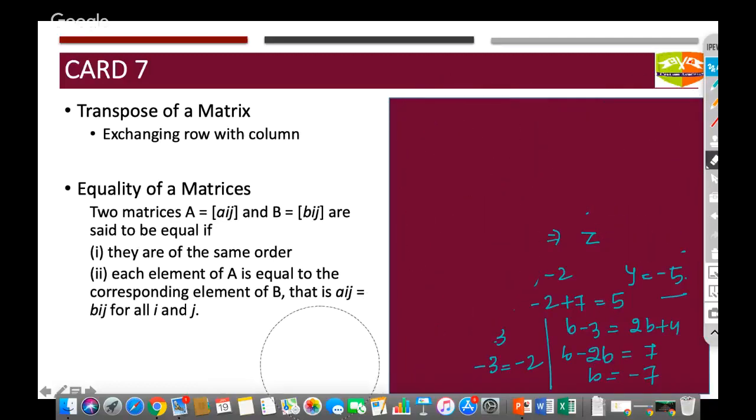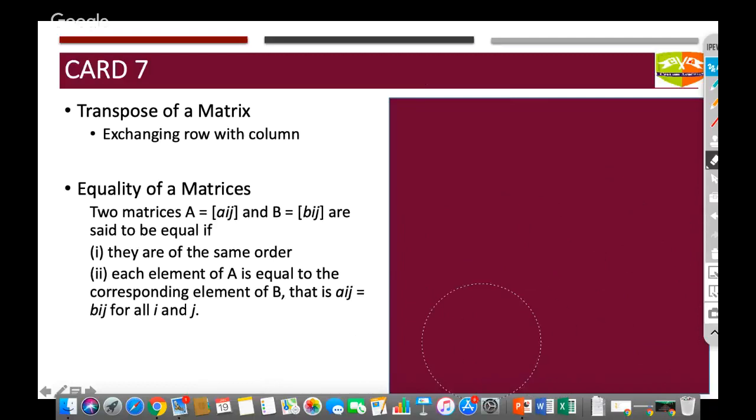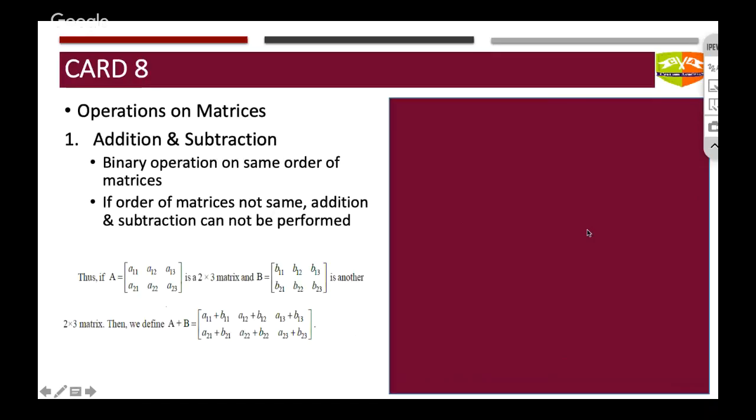So you should always remember that in case of equality, the first and most important condition is that they have to be of the same order, and the second important condition is that when you are making the elements equal, only the corresponding elements are equal. It has to be taken care of always. Now let me move to the addition operation on matrices.